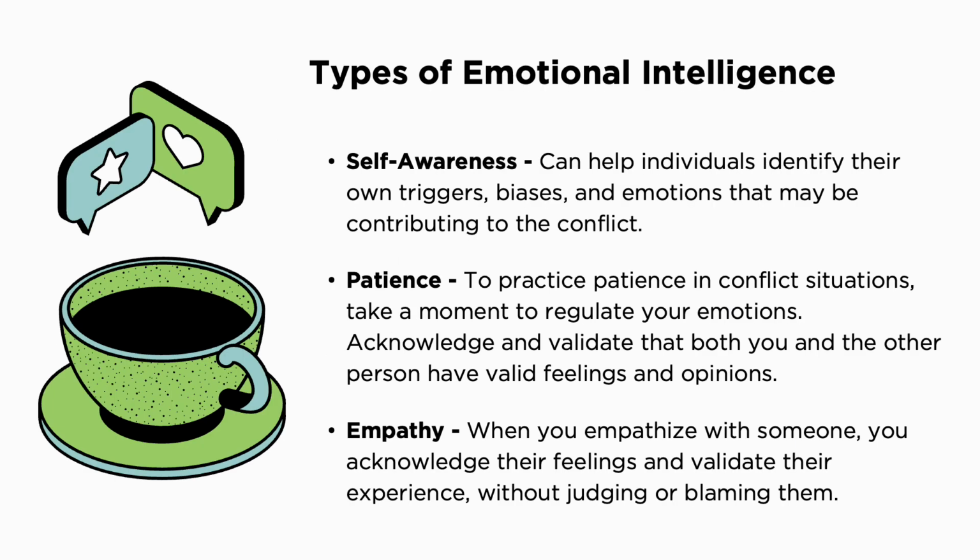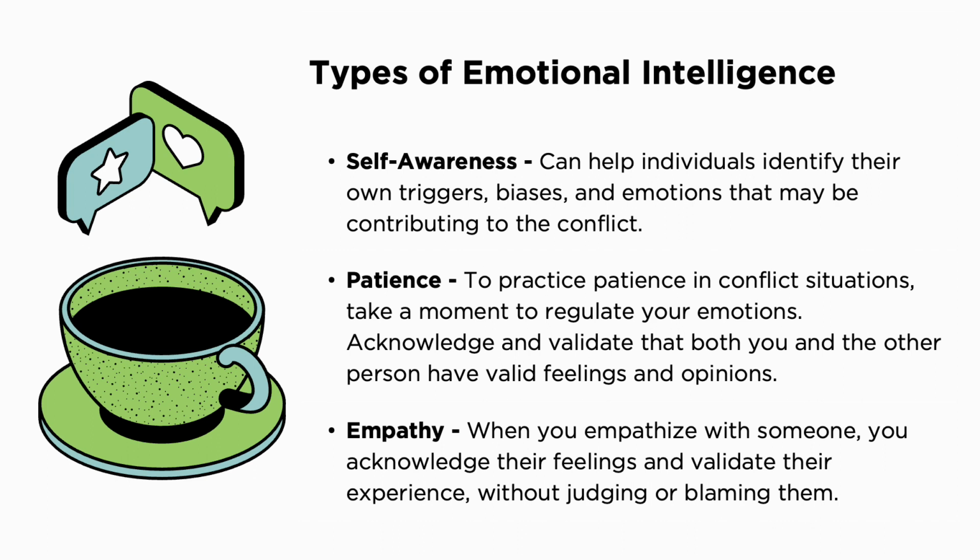Three of the main common types of emotional intelligence in conflict are self-awareness, patience, and empathy. Practicing all three types of emotional intelligence has various benefits. Self-awareness can help you determine your own triggers, biases, and emotions that can contribute to the conflict unconsciously.